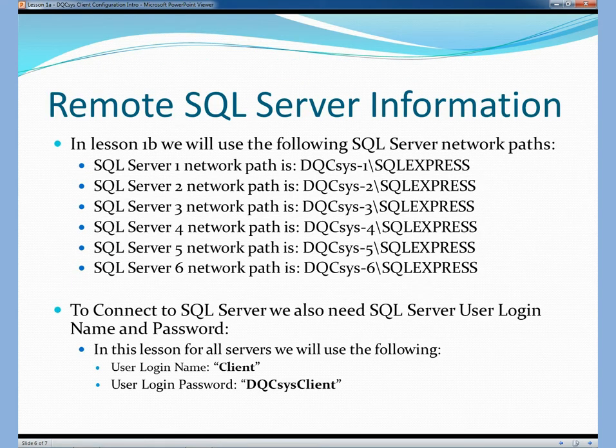Remote SQL Server information. In Lesson 1B, we will use the following server network paths. SQL Server 1 network path is DQCsys-1/SQL Express, and SQL Server 6 network path is DQCsys-6/SQL Express. The difference in the address for each server is that the digit after the dash is 1 through 6.